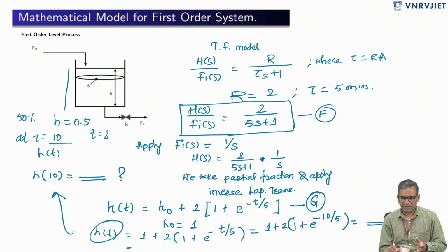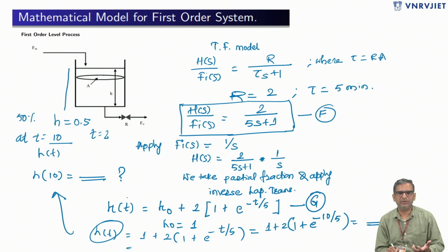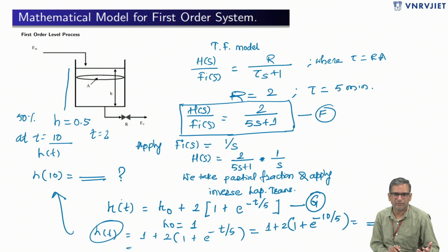So I will rewrite this equation. I will substitute here h of t value, that is nothing but 0.5, and I need to find out at what time t. So t is unknown in this case, so I will calculate the particular time period t. Let's say it may be 7 seconds or 8 seconds, or maybe in terms of minutes, the water is going to reach 50% of the tank.